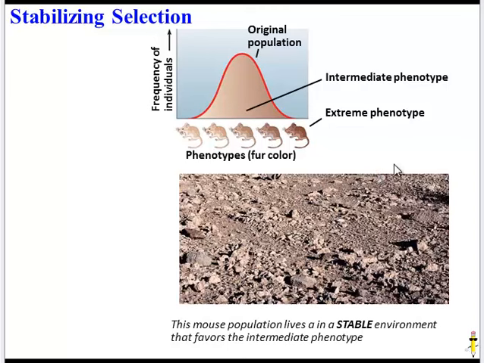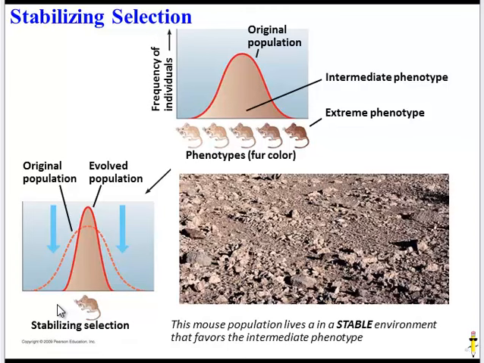Well, what's going to happen over time as a result of stabilizing selection? This is going to happen. Over time, the population is going to continue to favor that intermediate phenotype. So originally the population was distributed this way, and over time, even more of the mice will have that intermediate phenotype. As you're taking notes, you really only need to put this diagram into your notebook. You don't need all of this information as well.